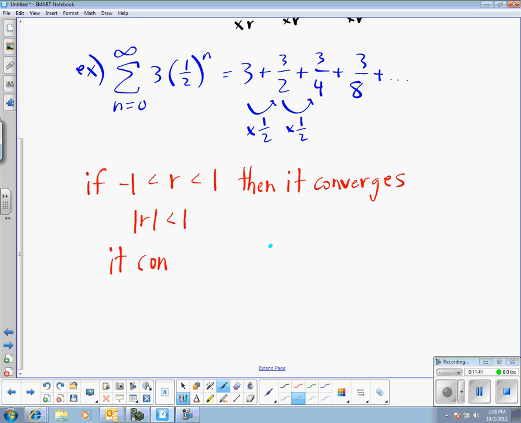It converges, let's see, also, it converges to... I like to use S infinity for the sum of the infinite series. They just use the sigma notation in your book, but it's A over 1 minus R. The first term over 1 minus R is going to give you what it adds up to.